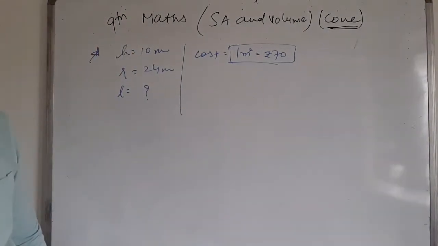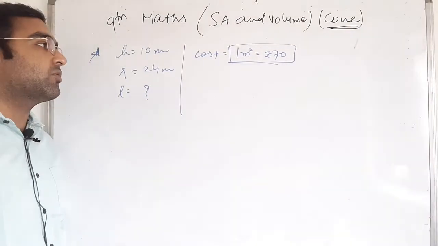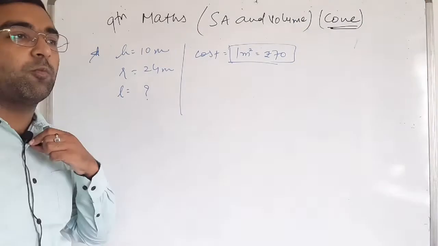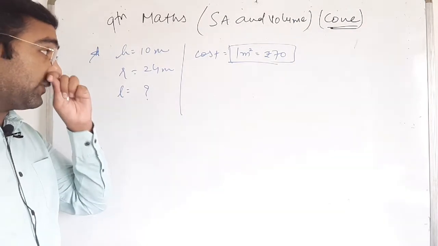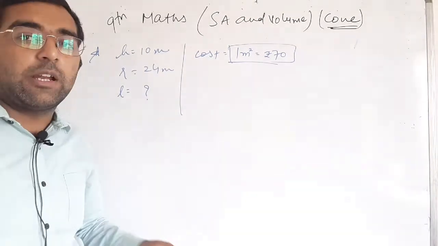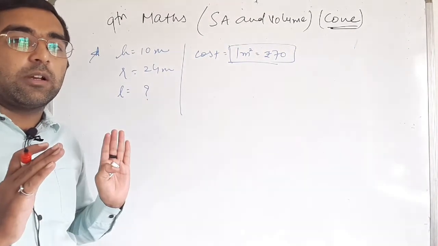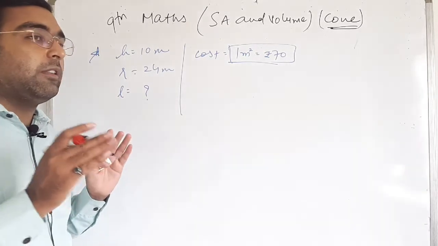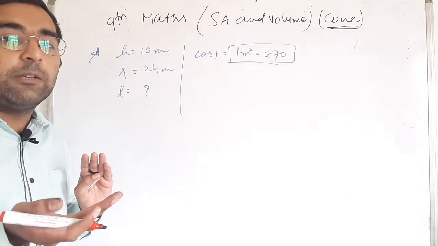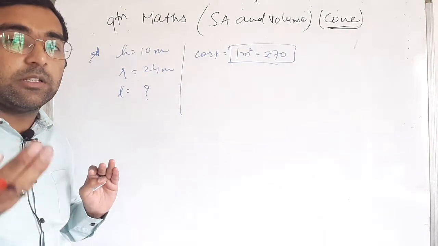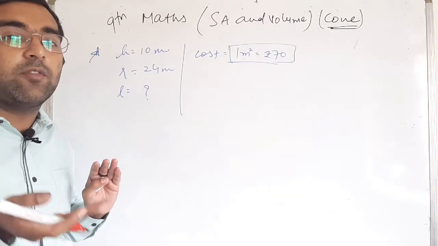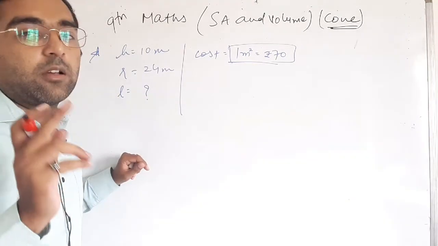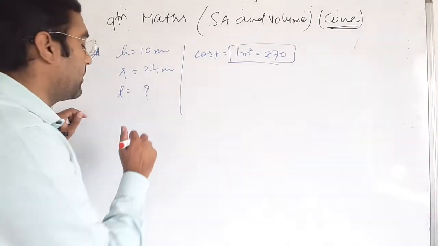They have to make a tent, so they ask us how many meter square are required to make the tent, okay. First of all we know that the tent is in conical shape, but in the tent we can't count the base, because for the base we don't require any canvas, okay. So we must take the curved surface area in this question, okay.